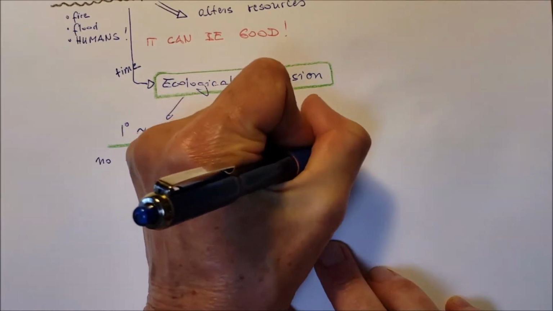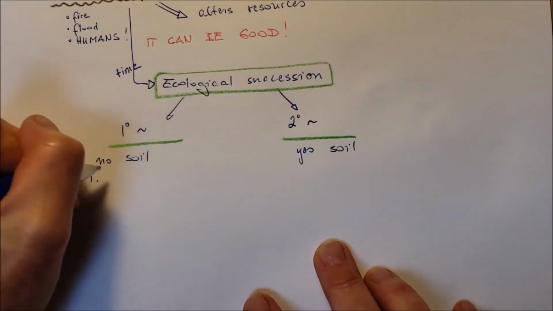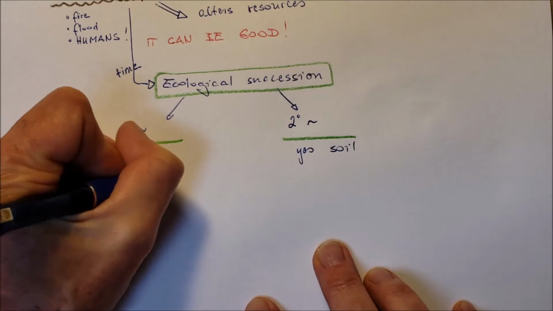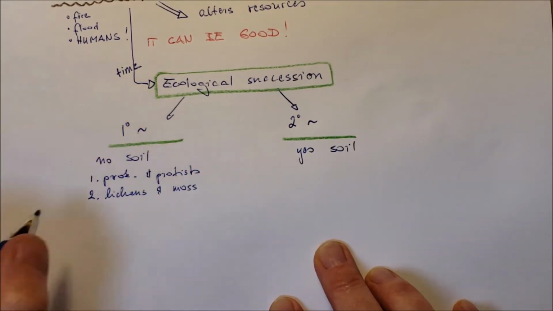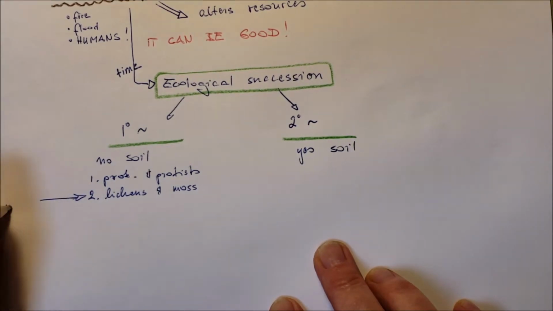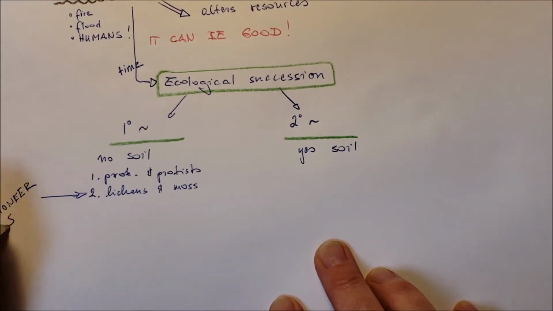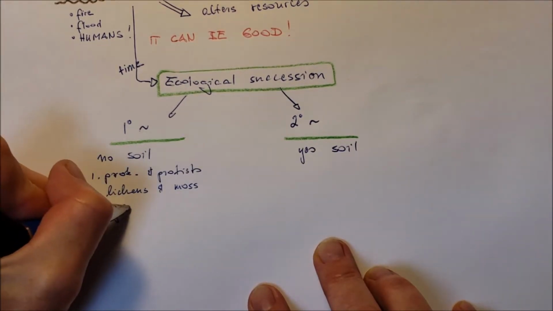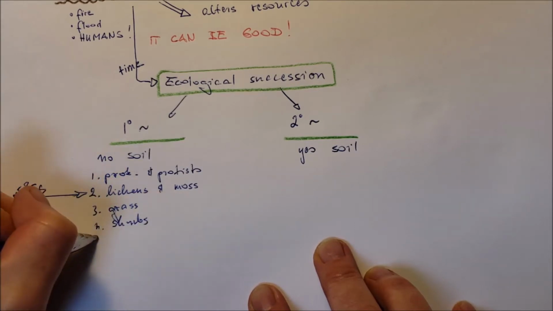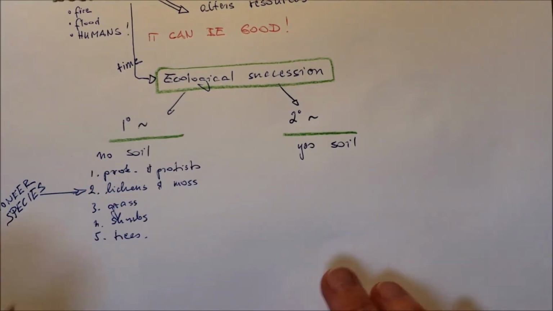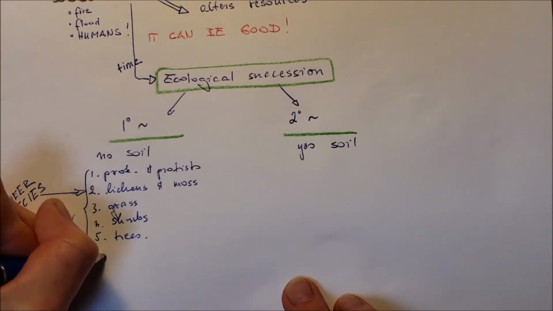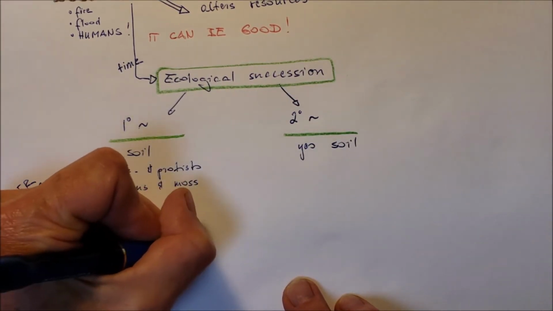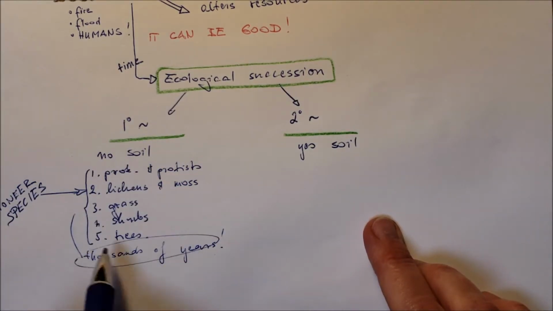The primary is different from the secondary because primary does not have any soil yet. It can happen after a volcanic eruption when the lava flows out, for example, Hawaii's Big Island. First, the prokaryotes and the protists come, and after that, lichens and moss, as we know about them, are the pioneer species. Grass will come later on, then shrubs and trees. But the whole process, the primary succession, usually takes thousands of years to happen.